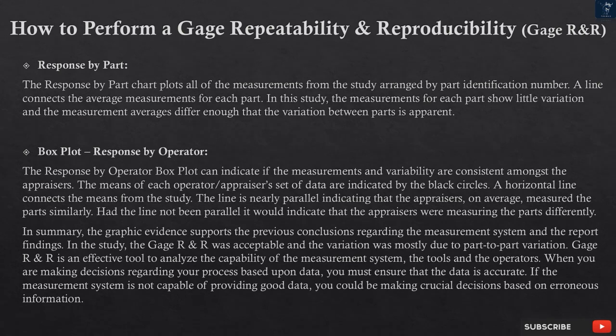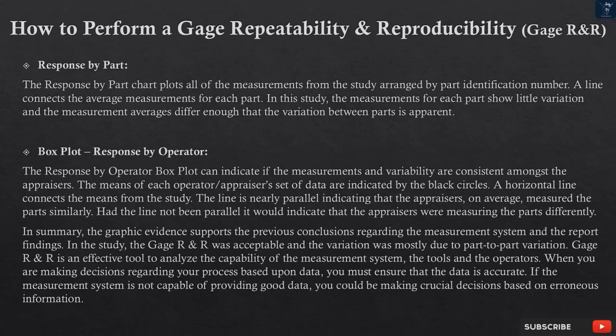Box plot response by operator. The response by operator box plot can indicate if the measurements and variability are consistent amongst the appraisers. The means of each operator or appraiser's set of data are indicated by the black circles. A horizontal line connects the means from the study. The line is nearly parallel, indicating that the appraisers, on average, measured the parts similarly. Had the line not been parallel, it would indicate that the appraisers were measuring the parts differently.